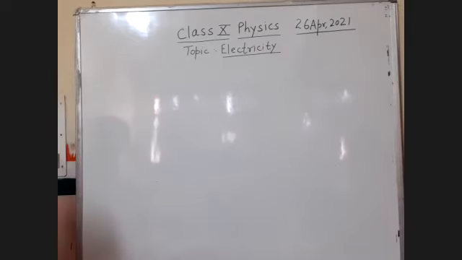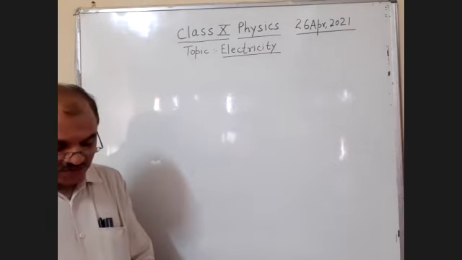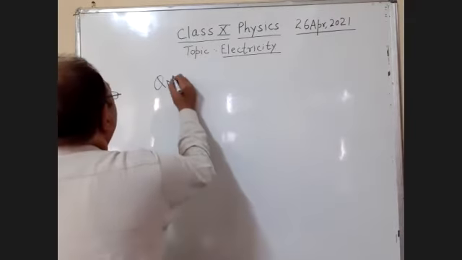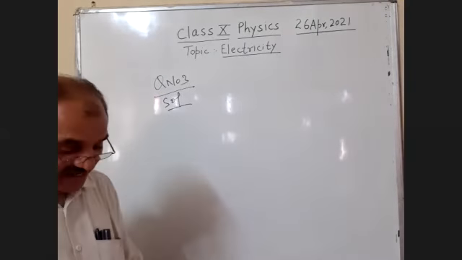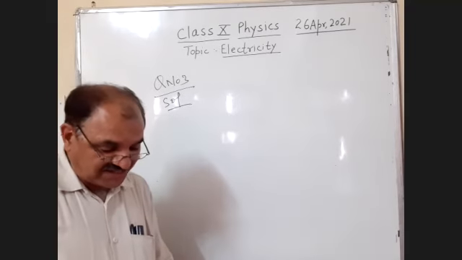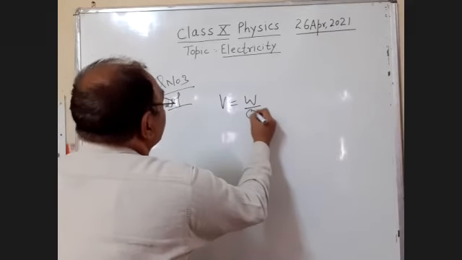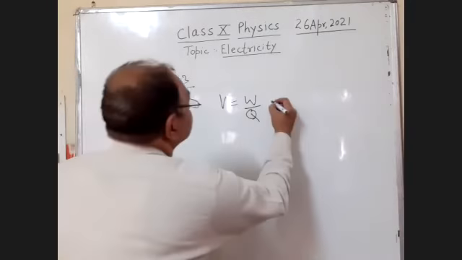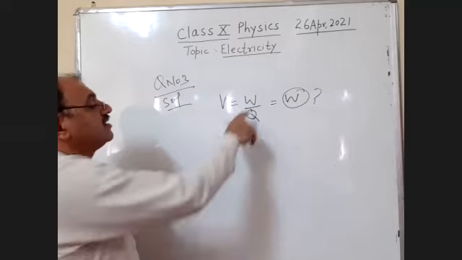Now, students, question number 3 is: how much energy is given to each coulomb of charge passing through a 6-volt battery? First, I write down the solution of question number 3 of your NCERT. The formula is V is equal to W by Q. You have to find out the value of energy.